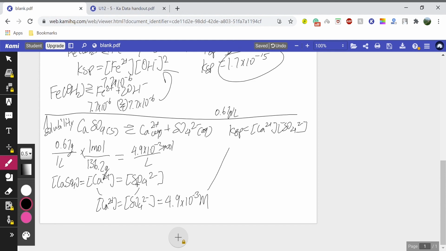Now we plug this into our Ksp equation. Since both of these are equal to each other, that makes our calculation really easy. Ksp is going to basically be equal to 4.9 times 10 to the negative third times 4.9 times 10 to the negative third. And this is basically 4.9 e to the negative third squared, which will be Ksp equal to 2.4 times 10 to the negative fifth. And that is our Ksp for CaSO4.